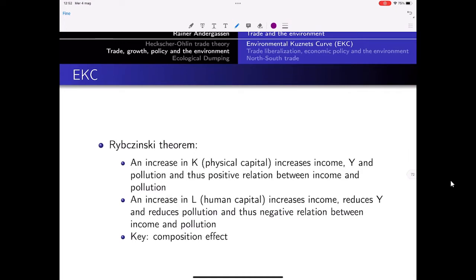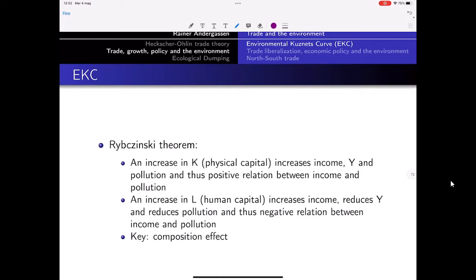And therefore what you get is a positive relationship between income and pollution. So you observe growth and therefore an increase in income, but at the same time also an increase in pollution. In later stages, what one might observe is an increase in human capital rather than in physical capital.